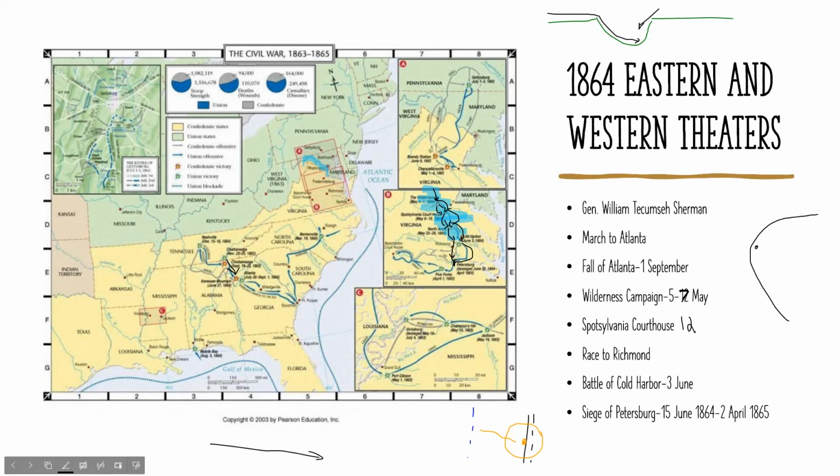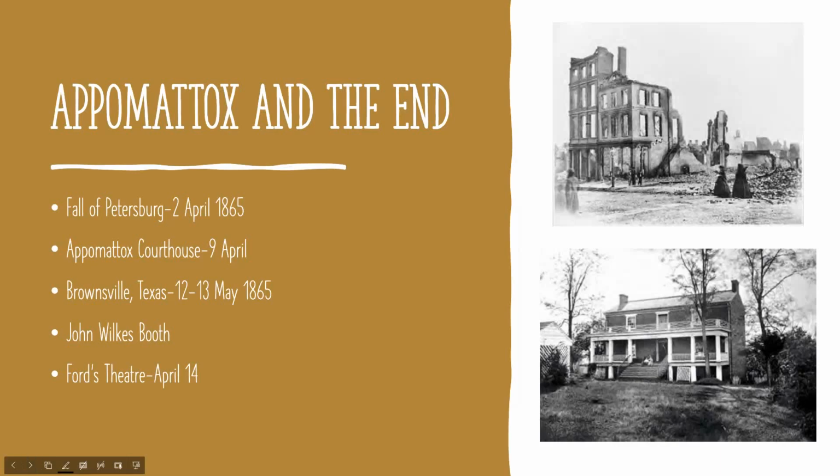But on 2nd April 1865, Petersburg falls. And once Petersburg falls, Lee knows he can't stay there. And so he begins his retreat. And he is just trying to stay out of the way of Grant and his men, trying to link up with some other Southern units. But then it happens. He comes to a place, Appomattox Courthouse, April 9th.